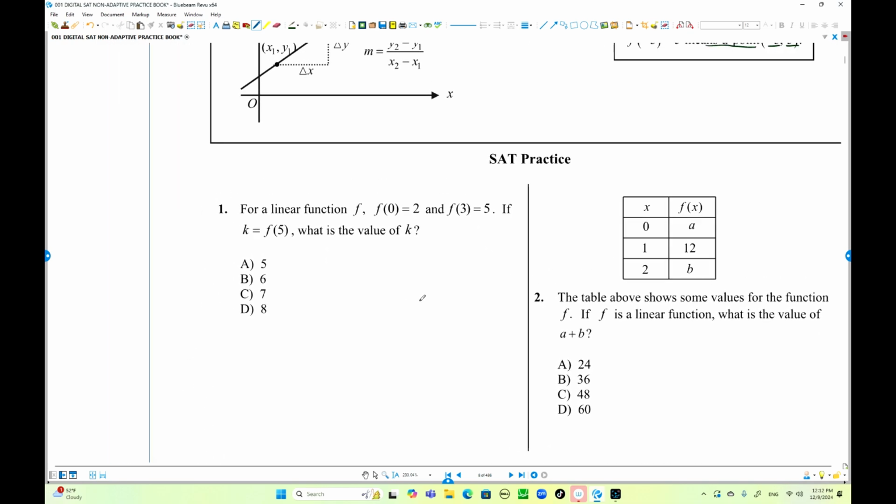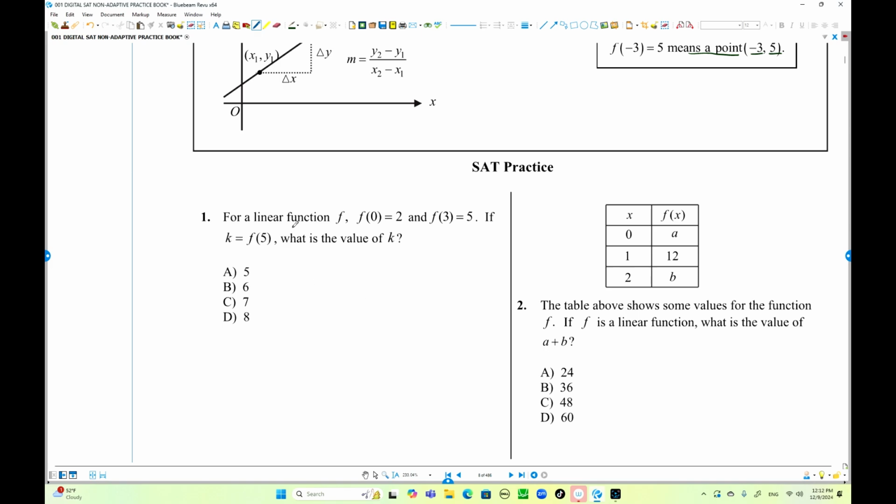So you're going to try some questions over here, okay? So this is linear, f of 0 equals 2, f of 3 equals 5. Then k equals f of 5. What is the value of k? Because this is linear, the slope between any 2 points is constant. You can use that property. First we can try y2 minus y1 over here. 5 is y2, 2 is y1, 3 is x2, 0 is x1, right? So y2 minus y1, 5 minus 2, over 3 minus 0, that equals 3 over 3 equals 1, right? That's the slope.